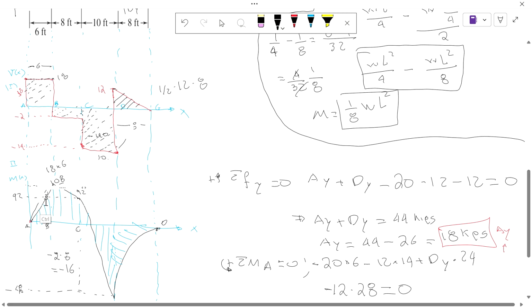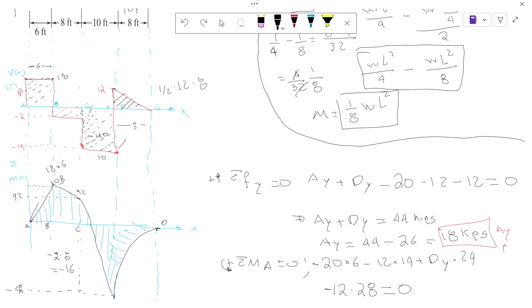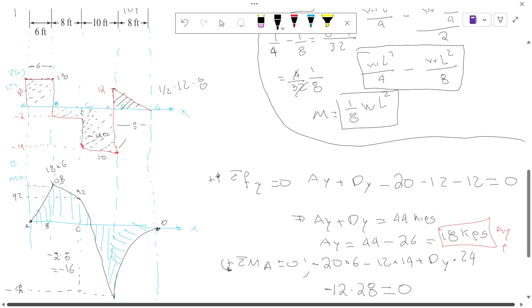All right, and then I didn't mean to draw that. Okay, and then you keep going with the rest of the areas. This area right here is -2 times 8, so that's 16, down to 92, and so on and so forth until you make sure that it's closing at 0.